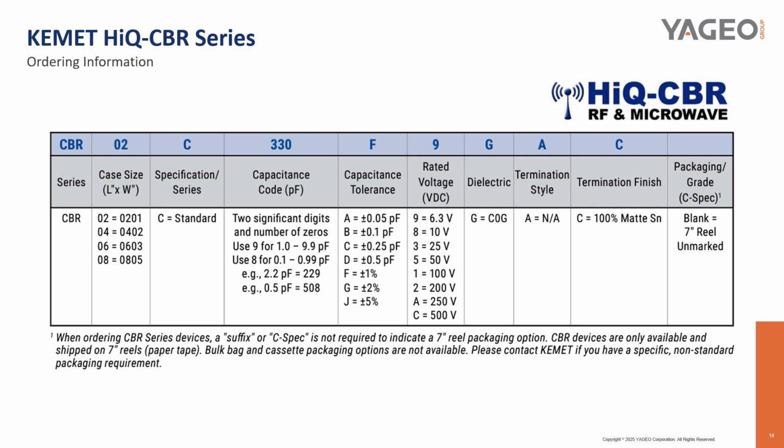The prefix starts with CBR, and case sizes are denoted by 2 digits. Everything else in the part number follows the same format as standard products. One exception with the CBR is the standard packaging is in a 7-inch reel with no C-spec required.